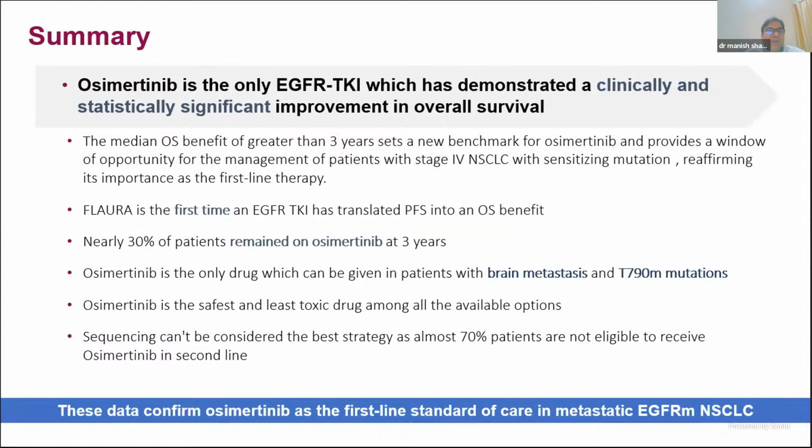Coming to the summary, osimertinib is the only EGFR TKI which has demonstrated a clinically and statistically significant improvement in overall survival. The median OS benefit of greater than 3 years sets a new benchmark for osimertinib and provides a window of opportunity for management of patients with stage 4 NSCLC. FLAURA is the first line EGFR TKI that has translated PFS into OS. Nearly 30% of patients remained on osimertinib at 3 years, and this is the only drug which is able to penetrate the blood-brain barrier and improve outcomes in patients with brain metastasis and T790M mutation.